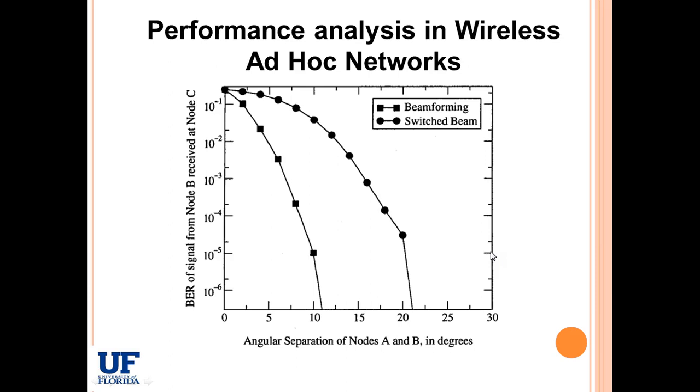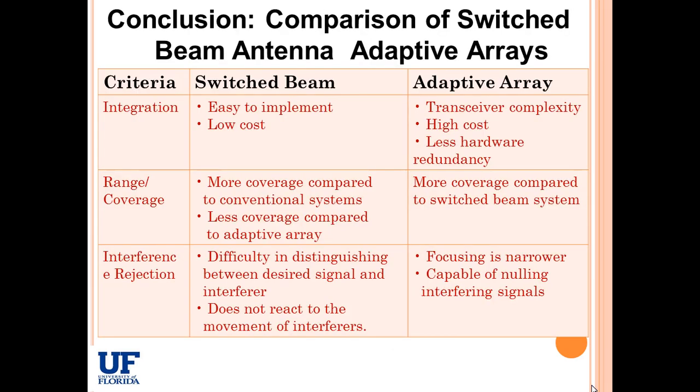I also analyzed them in the ad hoc network, since this is quite different from the cellular systems. You realize that with increasing angular separation between, say, nodes A and B in degrees, the switched beam technique actually has higher BER than the beamforming technique, that's the adaptive array technique. Therefore, you can sufficiently conclude that the adaptive array technique is a better smart antenna technique than the switched beam technique.